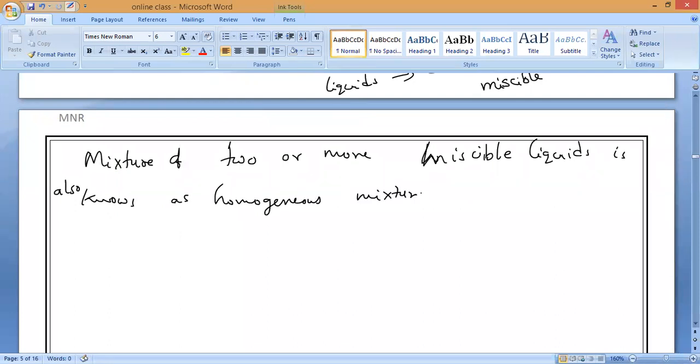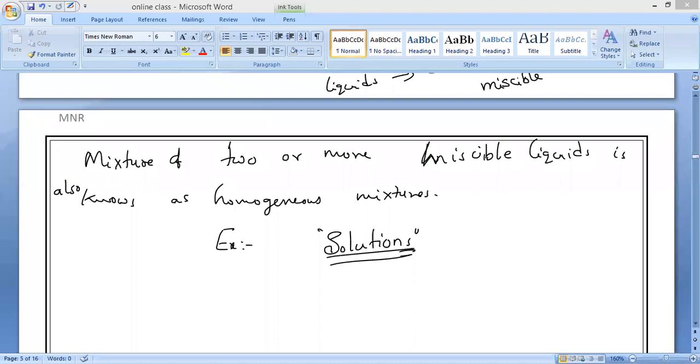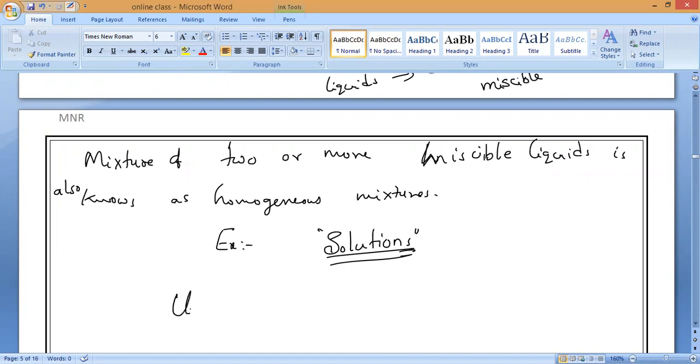Please respond. Yes. So what are the examples of homogeneous mixtures? Everybody, examples of homogeneous mixtures. All the solutions are called examples of homogeneous mixture. Now, is unpolluted air an example or not? Unpolluted air. Is it right or wrong, Hari?